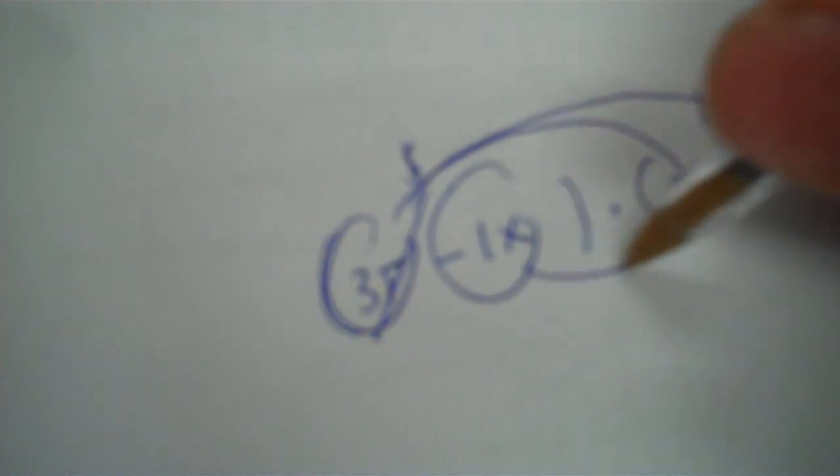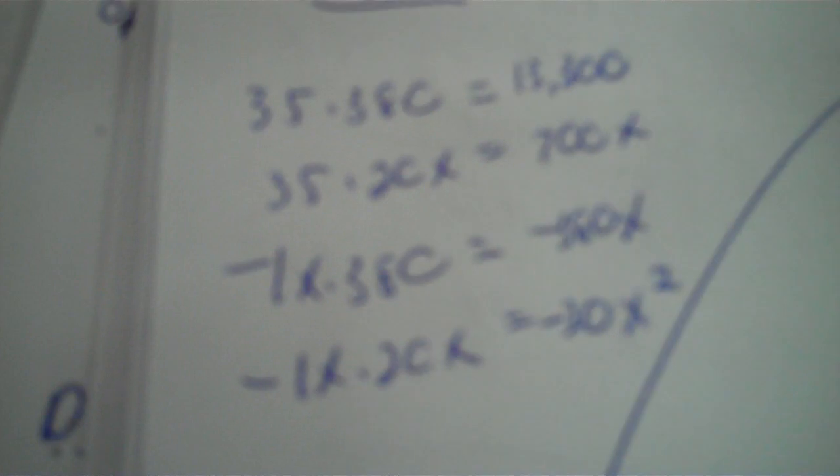Then negative 1x times 380 and negative 1x times 20x. Okay, so 35 times 380 is 13,300. 35 times 20 is 700 with x. It'd be x with negative 380. And this would be x to the second multiplied by negative 20. Okay, because you times. So negative 20 is my a.